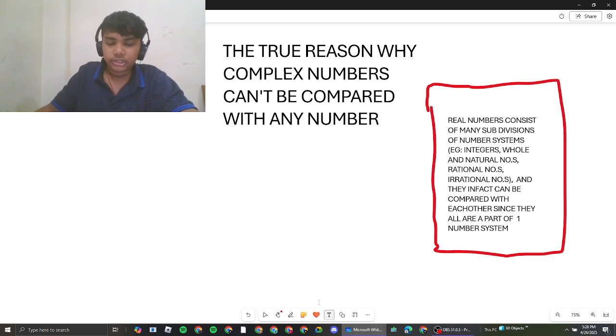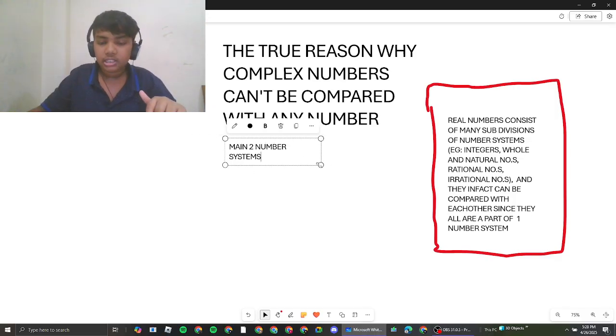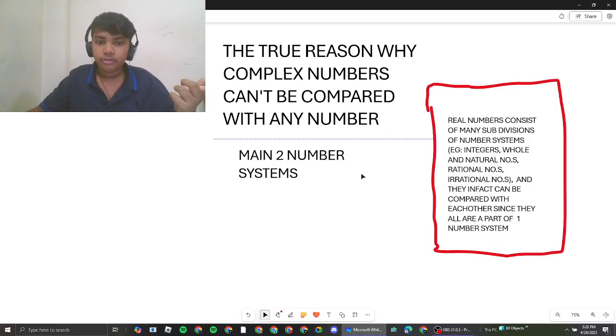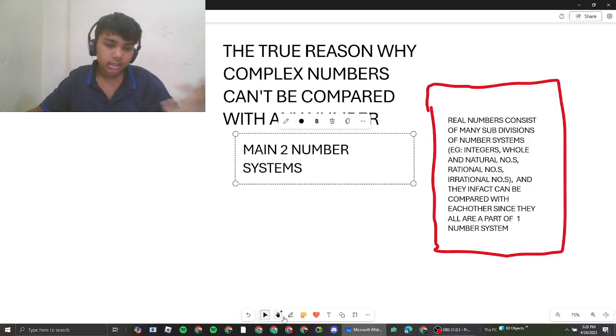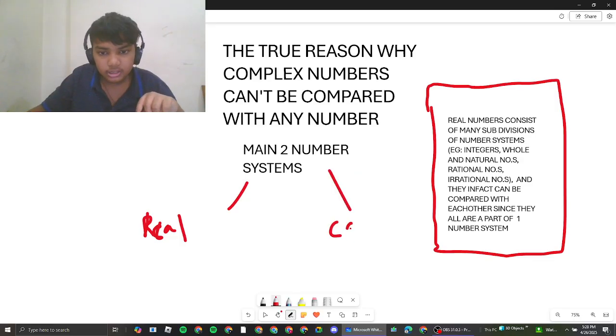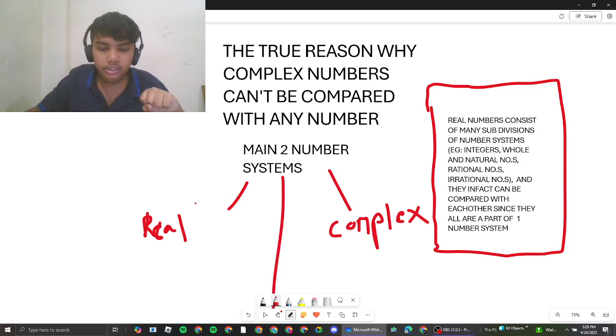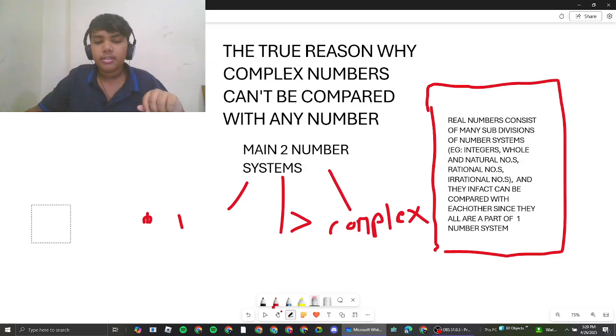Now let's look at complex number systems. Check this out. Main two number systems. I'm saying main because actually we have a lot of number systems, but that's for another video. Like we have quaternions, octonions, but that's not for today's video. Okay, so look, real and complex. Are complex numbers a part of the real number system? No, these are separate. We can't compare them, because they're separate.